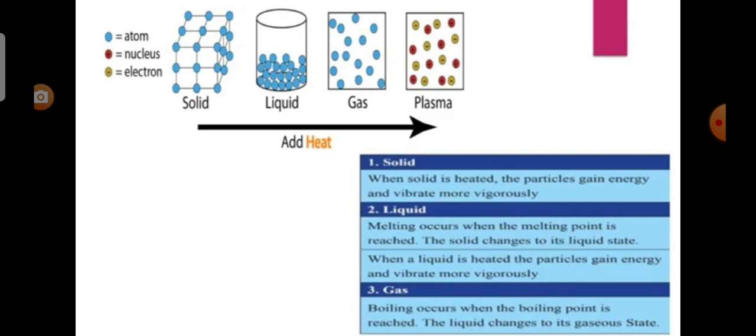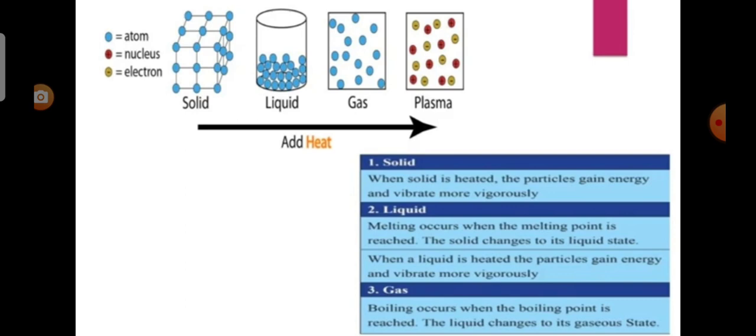When the particles possess enough energy, they overcome the strong forces of attraction between one another. The particles break free from one another and move randomly. For example, when solid ice is heated to 0 degrees Celsius, it melts to become liquid water. In the same way, when liquid water is heated to 100 degrees Celsius, it boils to become steam.